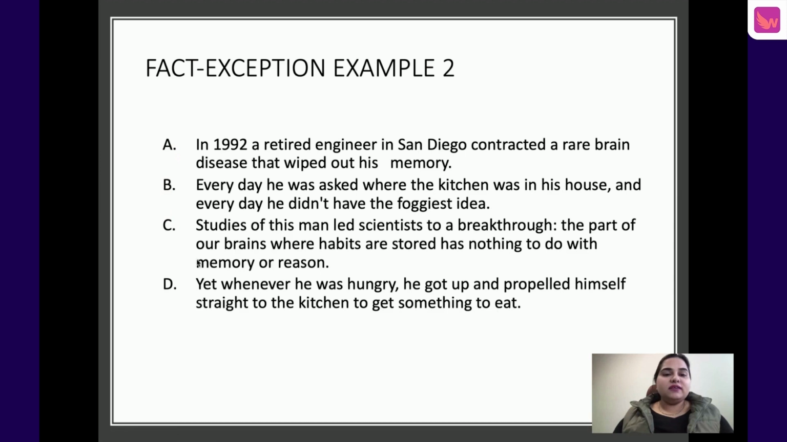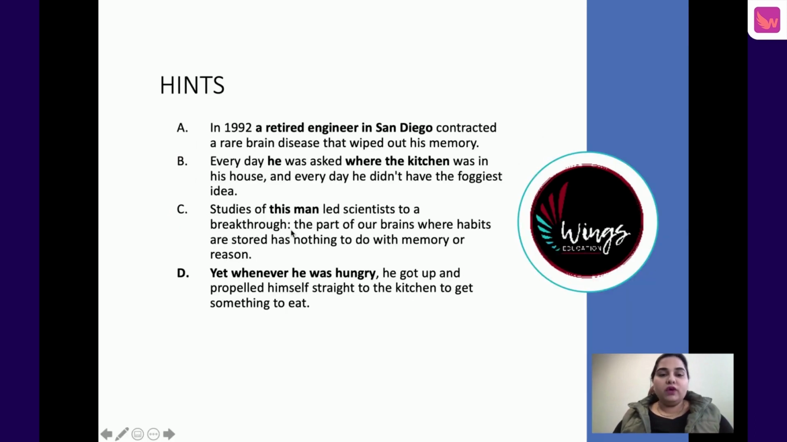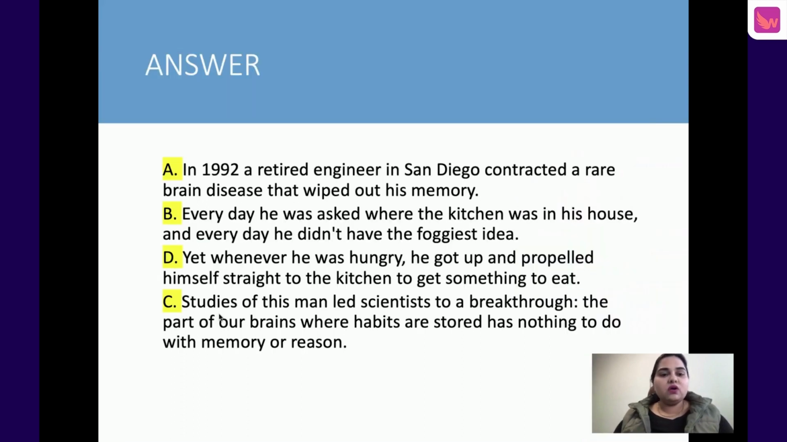Now, there is another example where yet is in the D sentence, again acting as an exception, whereas A is going to be the sentence that begins the paragraph because it's talking about a retired engineer and the whole story is about him. Now, we have to find which of the following is going to be the fact for this D sentence. If you read it, you will find that B is acting as a fact, where it says he doesn't have the foggiest idea where the kitchen is, but whenever he is hungry, he goes straight to the kitchen and gets something to eat. Definitely B and D will be paired together. So this is how it goes, B, D together.